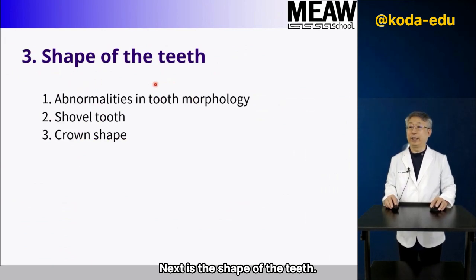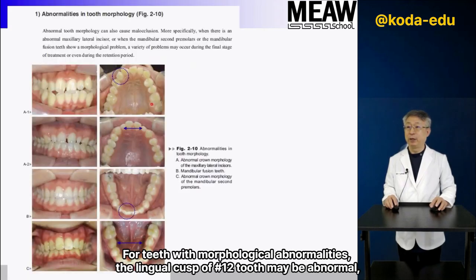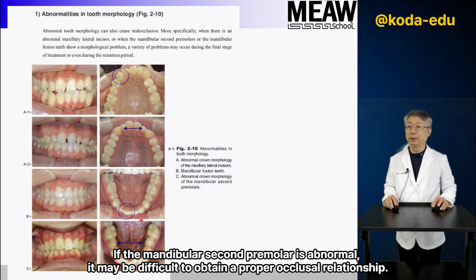Next is the shape of the teeth. The shape of the teeth observes the shape of teeth, shovel teeth, and crowns that are morphologically abnormal. For teeth with morphological abnormalities, the lingual cusp of 12 tooth may be abnormal, or there may be peg lateral, fusion teeth, or an abnormal shape of the mandibular second premolar, as shown in the picture. If the mandibular second premolar is abnormal, it may be difficult to obtain a proper occlusal relationship.